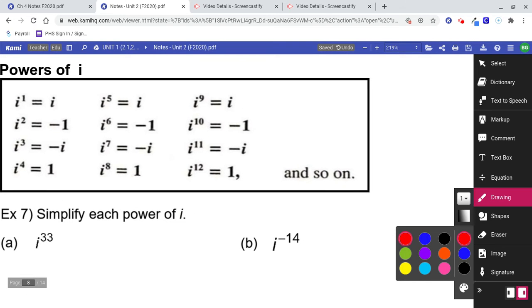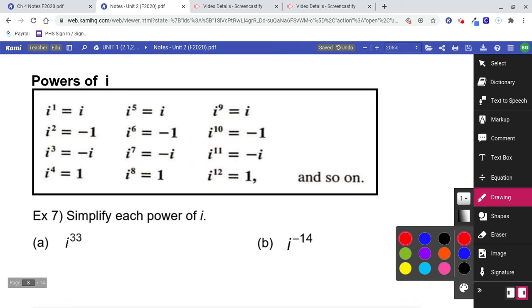Now, powers of i is something that comes up all the time. We already talked about i being the square root of negative 1. And if you square that, you get i squared equals negative 1. But we can extend that and go even further: i cubed, i to the 4th. And so basically, you've got these 4 things that happen.